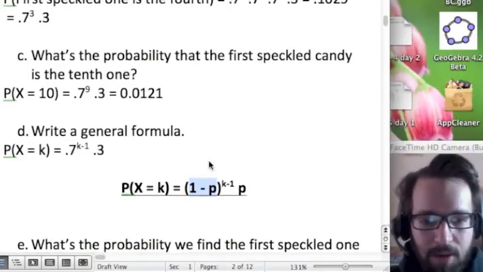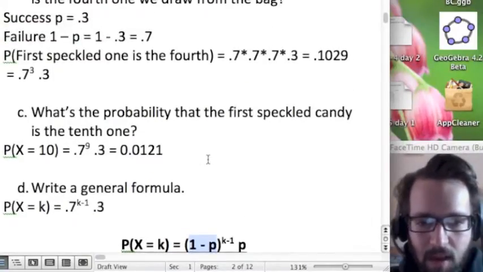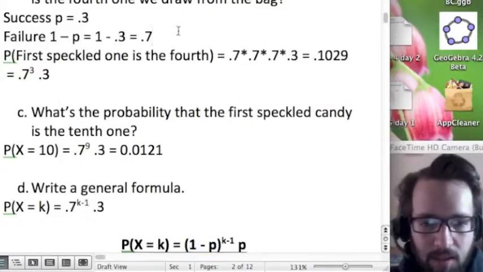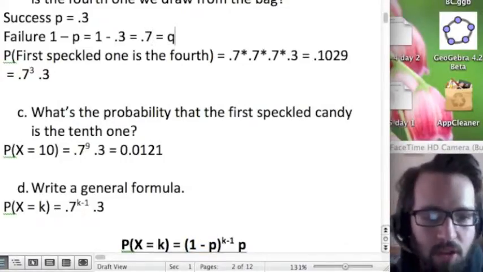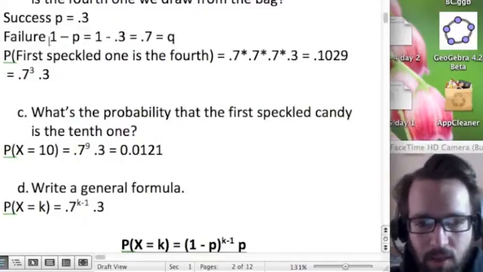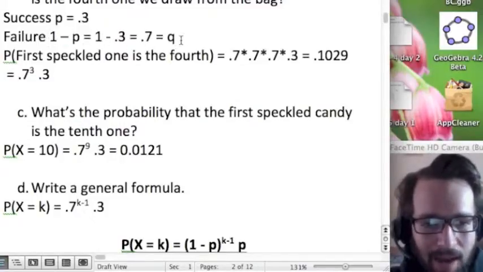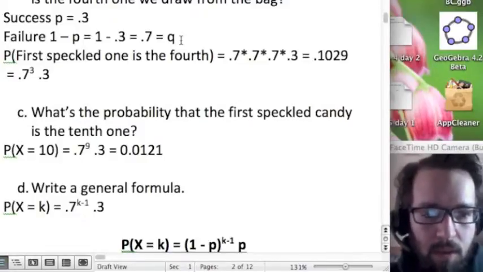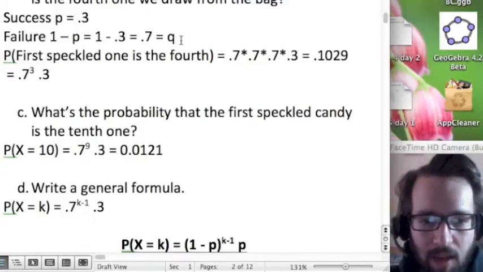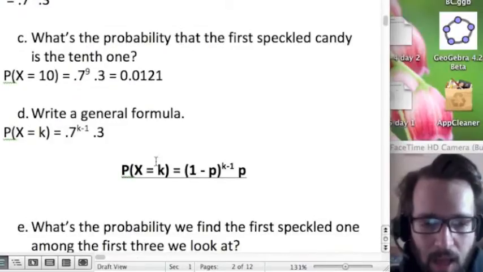So let me go back up here. I'm going to add something to this line. For failure, we are just going to call it Q. So when I put a Q, I'm talking about this 1 minus P. I don't really need another variable. It's just really super helpful to not have to write 1 minus P so many times.